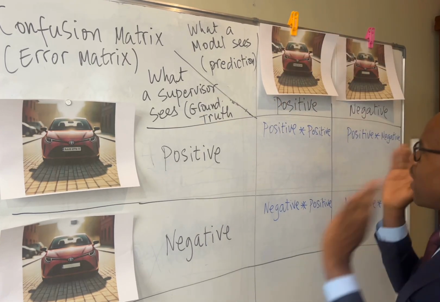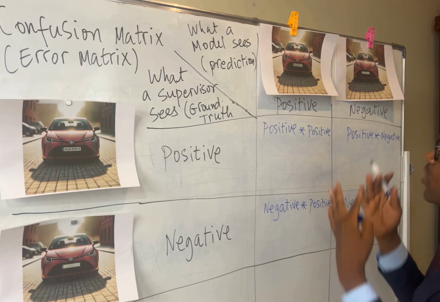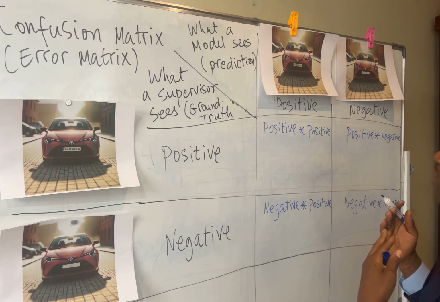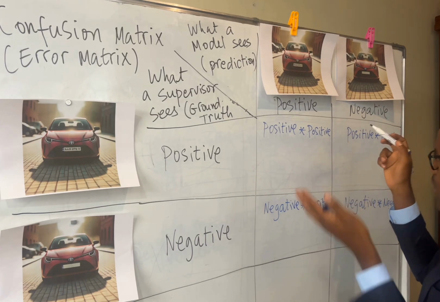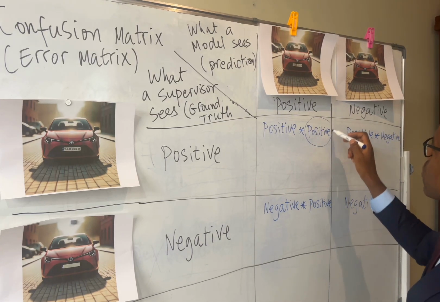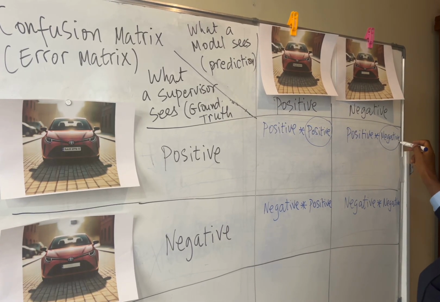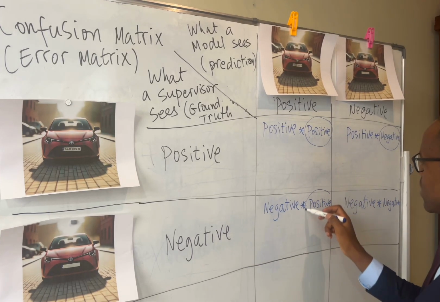What's important here is no longer what I see. What's important here is what the model sees. So I will encircle what the model sees.